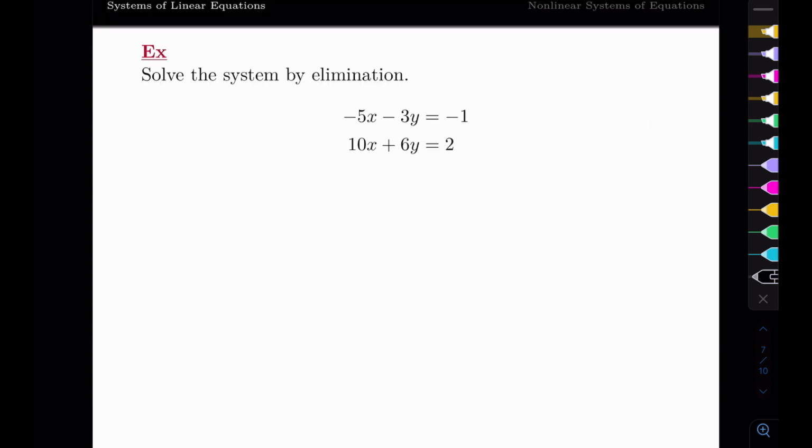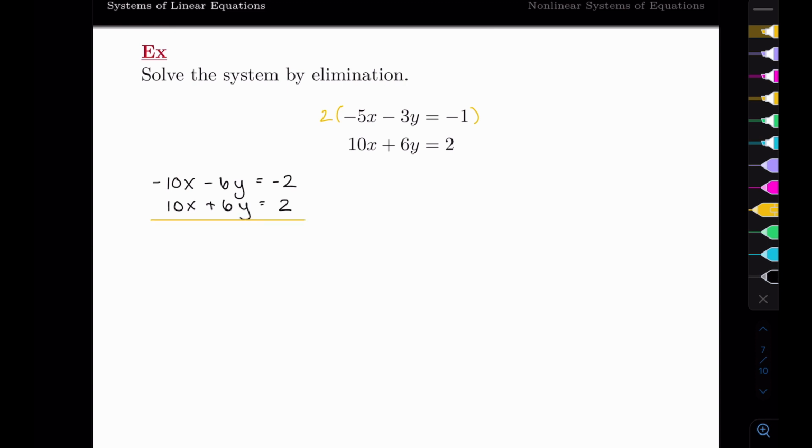Let's try one more example, and we're going to run into this last case where we have an infinite number of solutions. So again, I'm going to try to eliminate one of the variables. Looking at x from the get-go, one is positive, one is negative. If I take this top equation and multiply it by 2, I'm going to get the same value of 10 in front of x, but opposite signs. So when I multiply that by 2, it gives us negative 10x minus 6y equals negative 2. And then our second equation is 10x plus 6y equals positive 2.